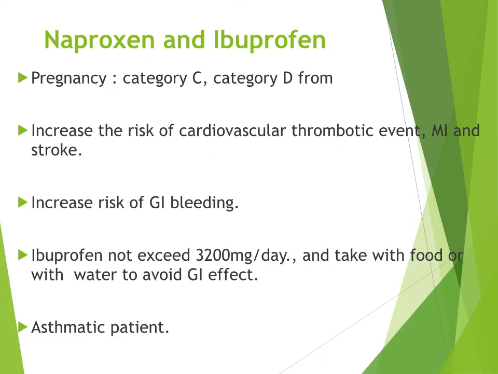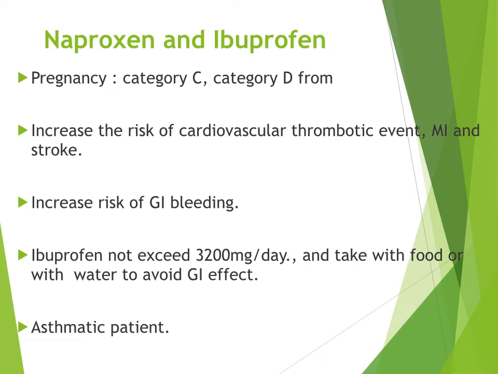The pregnancy category is category C, and category D from the third trimester. They can increase the risk of cardiovascular thrombotic events, myocardial infarction, and stroke. They can increase the risk of GI bleeding. The dose of ibuprofen should not exceed 3,200 milligrams per day. It should be given with food and water to avoid GI irritation. Their use in asthmatic patients is contraindicated, or it has to be given with caution.